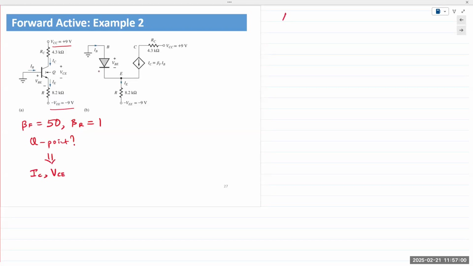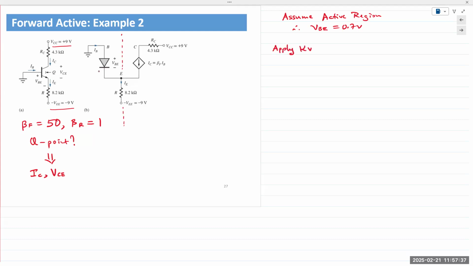So let's assume active region. And therefore we can write VBE is 0.7 volts. Now, in this case, the standard technique still applies. We have the input on the left, output on the right. I want to generate equations. I have resistors in there, so I'm simply going to apply KVL on both input and output loops.